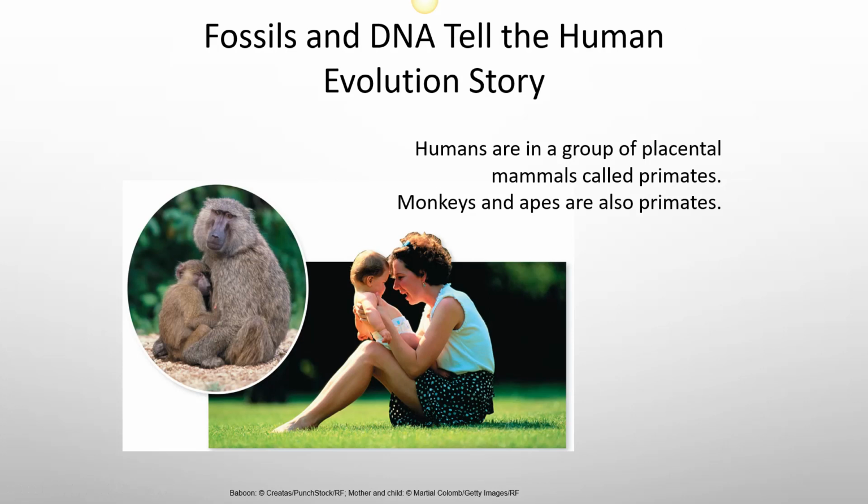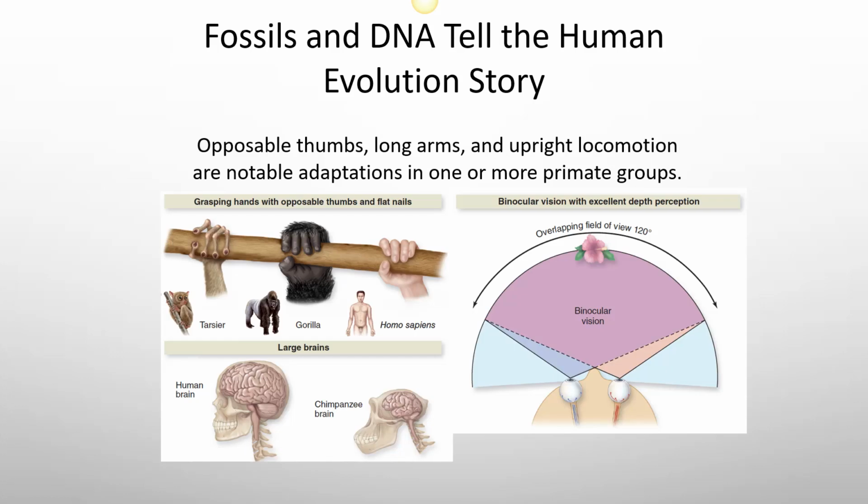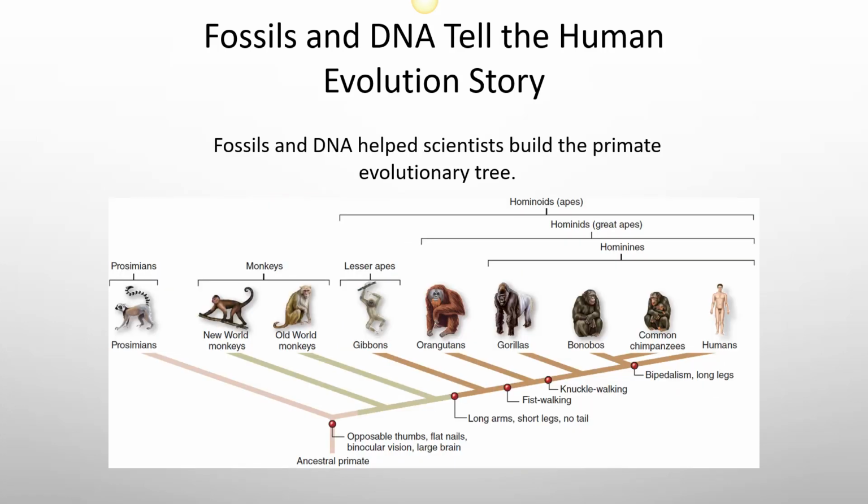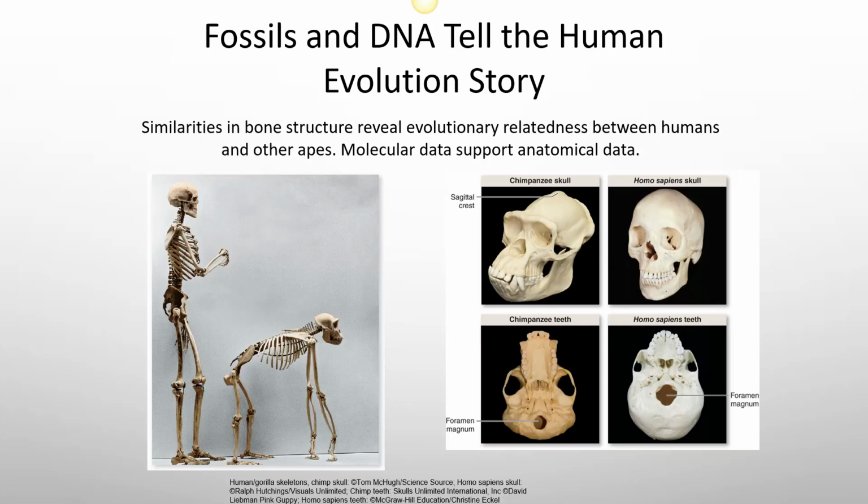Humans are in a group of placental mammals called primates. Monkeys and apes are also primates. Opposable thumbs, long arms, and upright locomotion are notable adaptations in one or more primate groups. Fossils and DNA help scientists build the primate evolutionary tree. Similarities in bone structure reveal evolutionary relatedness between humans and other apes, and that's supported by molecular and anatomical data.